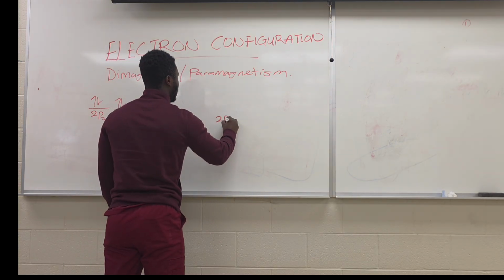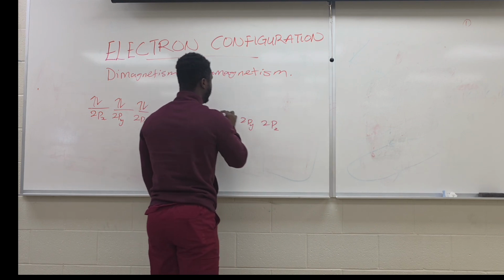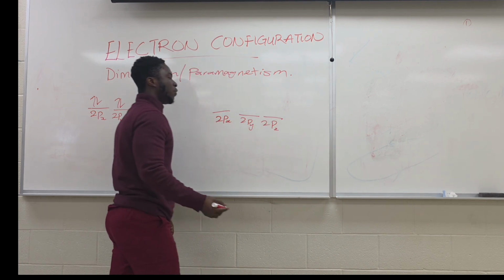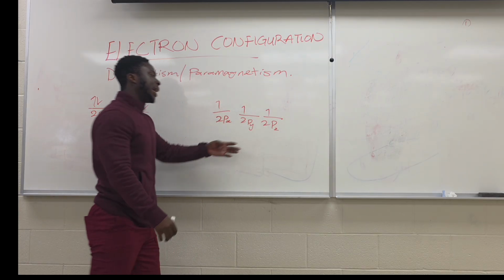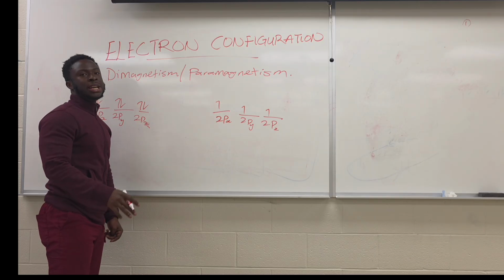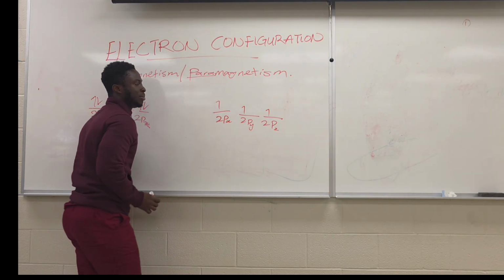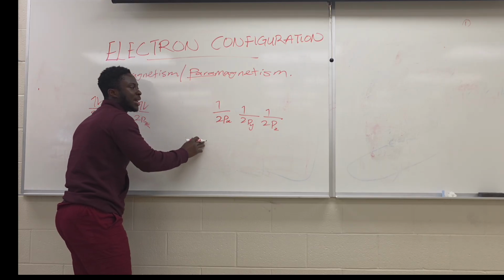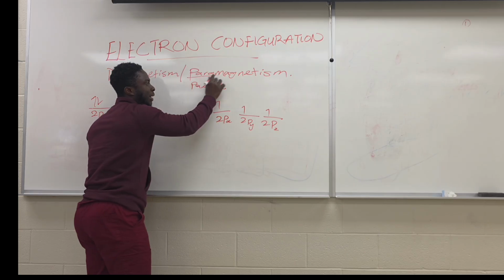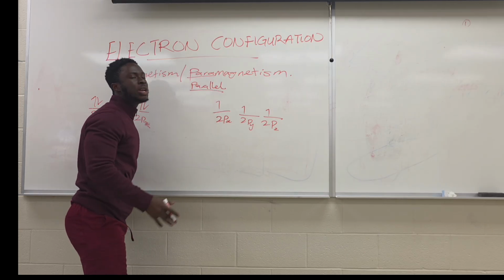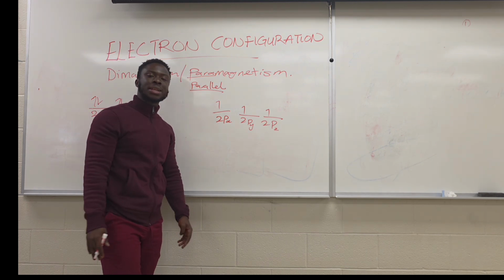It goes like the same thing: 2px, 2py, and then 2pz. Follow the same thing. If it is partially filled, then it will get attracted by a magnet. So the mnemonic that I want you to pay attention to here is that for paramagnetism, the atom arranges its electrons to be parallel. Paramagnetism, parallel to the magnetic field. Once it becomes parallel to the magnetic field, it gets attracted to it.